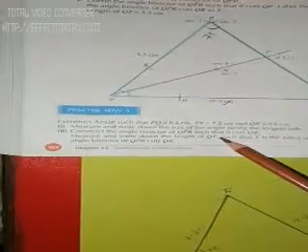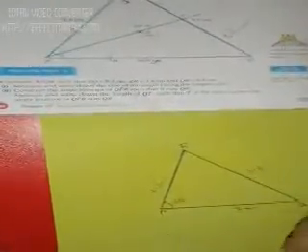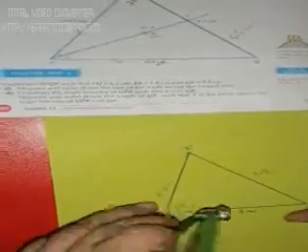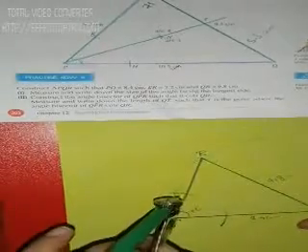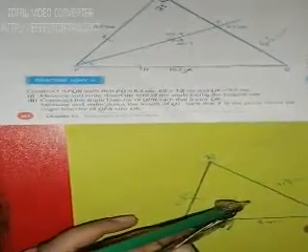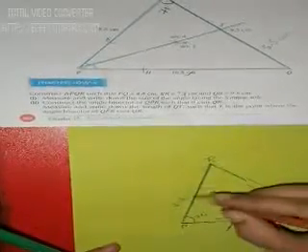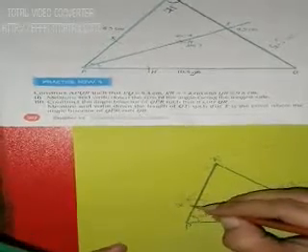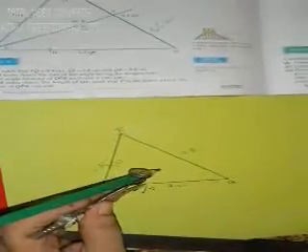Construct the angle bisector of QPR. We have to draw the angle bisector of QPR. So open your compass to a suitable radius and with the center P, put an arc on both the arms of the angle. This is my point U, this is V. With the same radius and with the center V, I am going to put another arc.